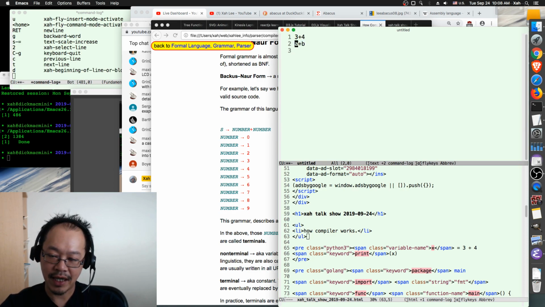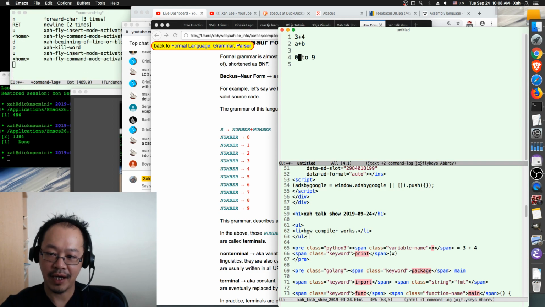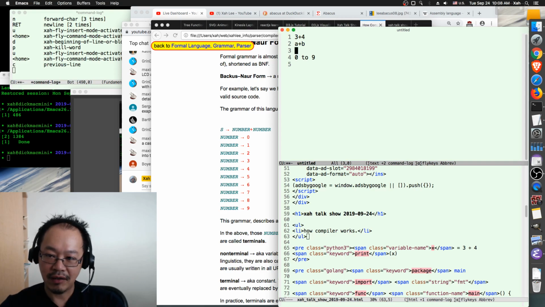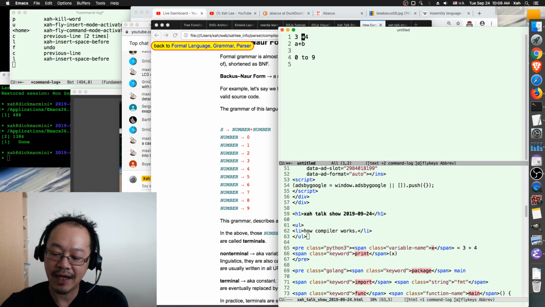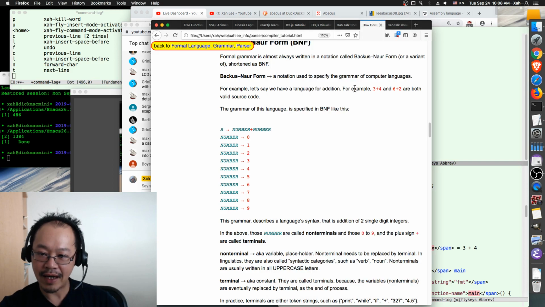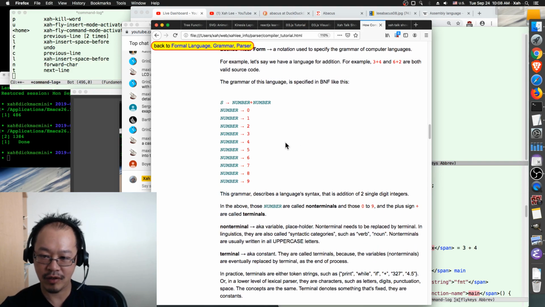And what are a and b? A and b must be characters from 0 to 9. Suppose that is your language. Now, if you add a space here, then it's incorrect. It's invalid syntax, for example. Very easy to understand. So for that language, you specify the grammar like this.